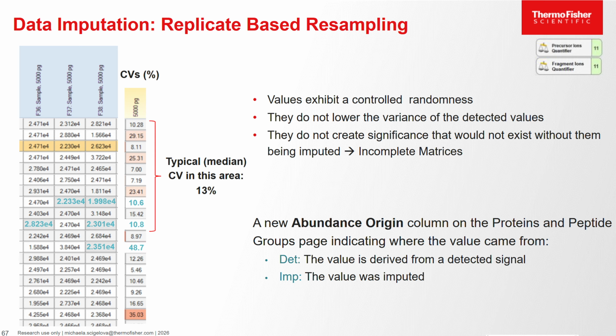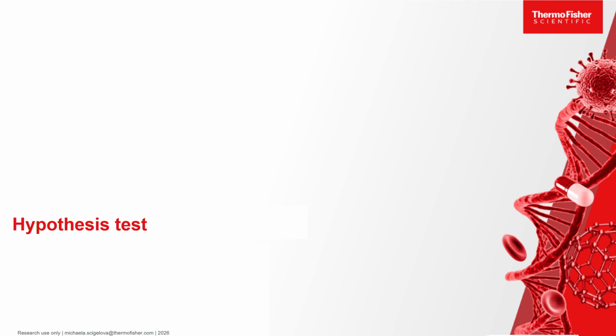And there are also randomly generated values within certain tolerances, and always in the final results you have a way to see whether the value you are looking at is the detected one or the imputed one by looking onto the abundance origin column of the proteins and peptides groups page. So no more about imputation. It's not a popular thing among our software developers.